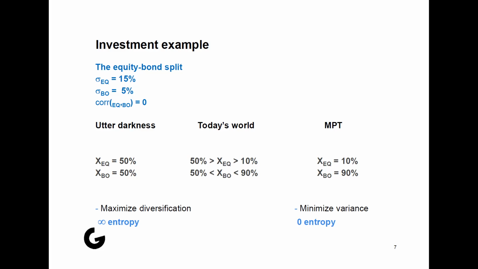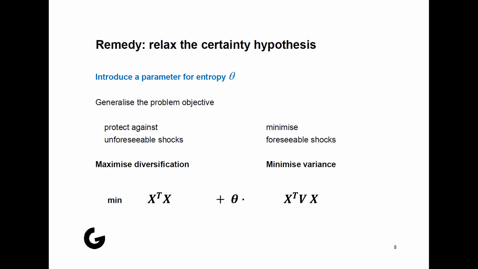With mean variance, you're assuming no correlation. Yeah, I'm assuming no correlation. Thank you. So here we already feel that we are a little at odds with our beliefs in the market portfolio, modern portfolio theory, sorry. So my solution is to actually relax the hypothesis of certainty.